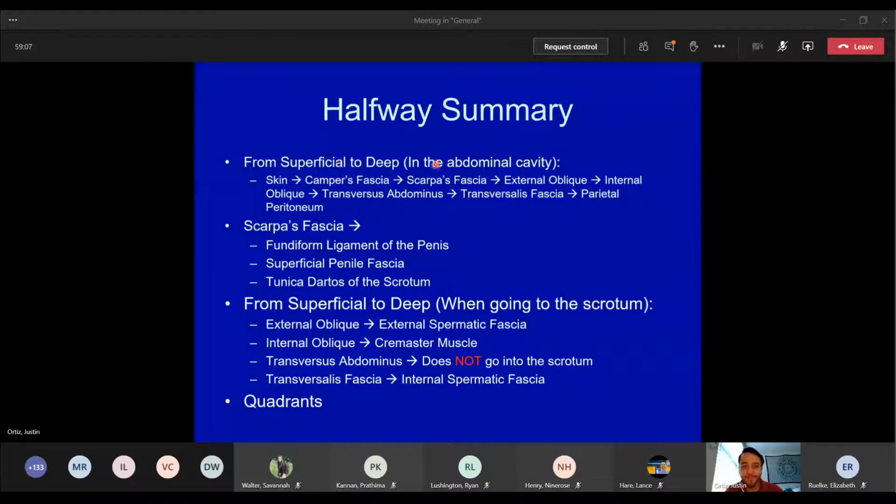Okay, so this is from superficial to deep, right? So I just listed that there. Scarpa's fascia turning into its three things: the fundiform ligament in the penis, the superficial penile fascia, and the tunica dartos of the scrotum. And then again, this is going from superficial to deep. When going into the scrotum, again, this is going to be the arrows basically turning into what? And again, transversus abdominis does not go into the scrotum, right? So I can't emphasize that enough. It's not going to partake in that. The transversalis fascia will, though, because that turns into the internal spermatic fascia, right? And again, the quadrants, that's important to note as well. So this is just like the halfway summary.